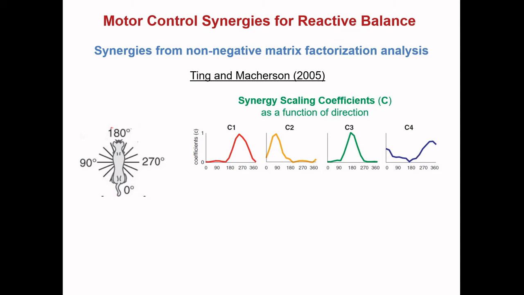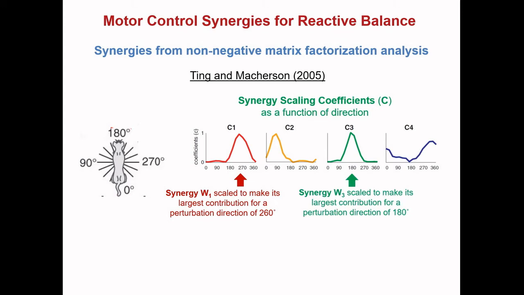What we see then is that the contribution of synergy W1 to reactive balance varies with a specific function of perturbation direction. Specifically, what we're seeing here is that synergy W1, W subscript 1, is scaled to make its largest contribution for a perturbation direction of around about 260 degrees.